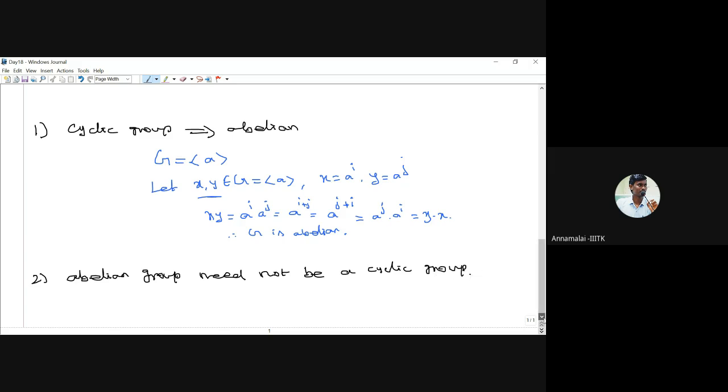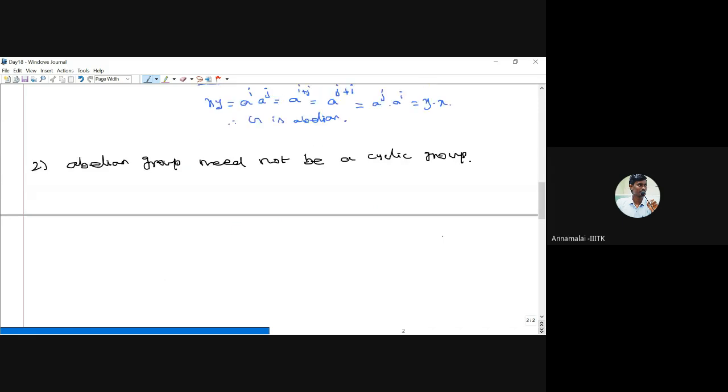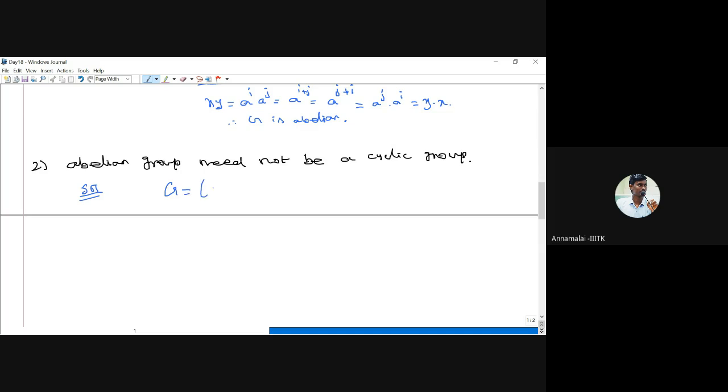There are many standard examples. Maybe I can take a special group, Q. So, the solution: take the group G, the set of all rational numbers with respect to addition. Clearly, this is an abelian group because it's a group, and with respect to addition, x plus y equals y plus x for any two rational numbers x and y. Therefore, it's an abelian group.